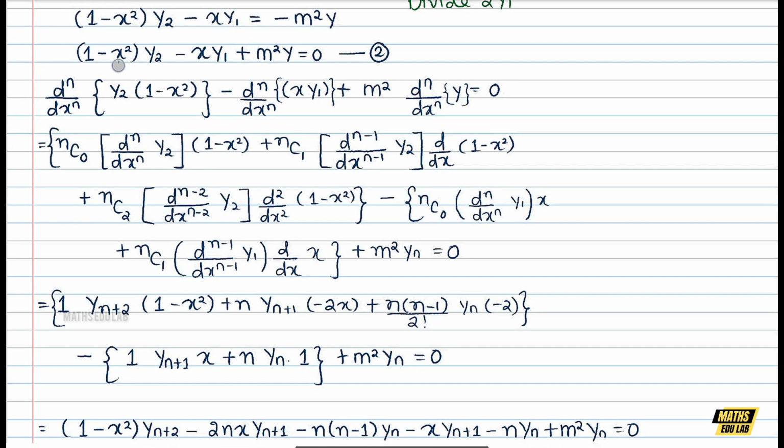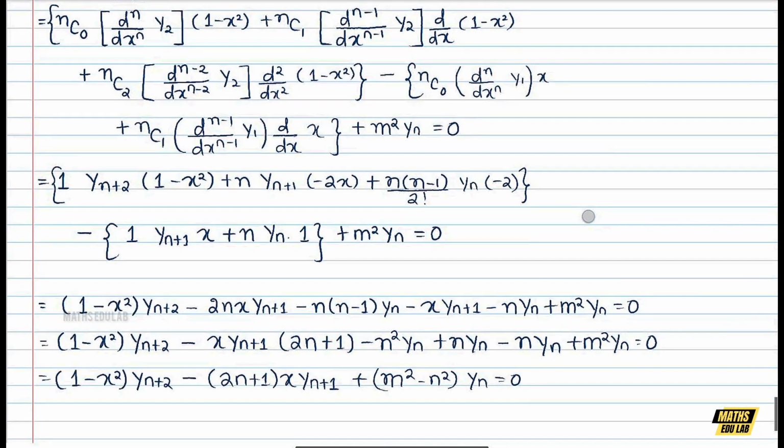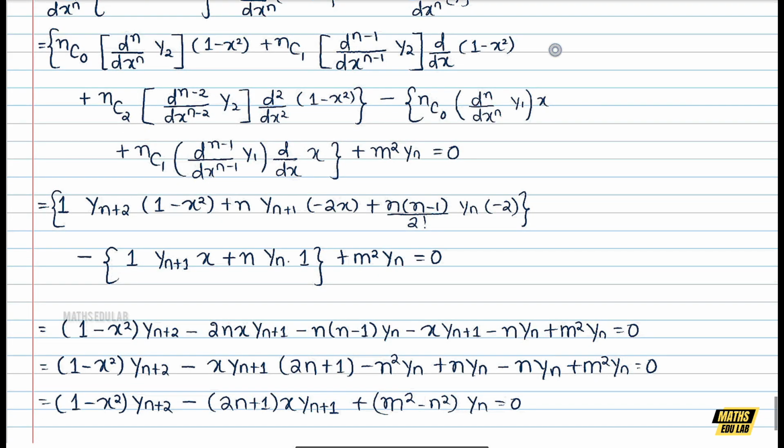Now here we have three functions. So this is our first and this will be our second function and this is considered to be the third function. In the first function y2 is our recurrence function, 1 minus x square is our non-recurrence function. Similarly in the second part y1 is our recurrence function, x will be our non-recurrence function. And here m square is a constant value, y will act as a recurrence function. So here we will apply the Leibniz rule. On applying the Leibniz rule we get the value somewhat like this. After writing, let me solve.